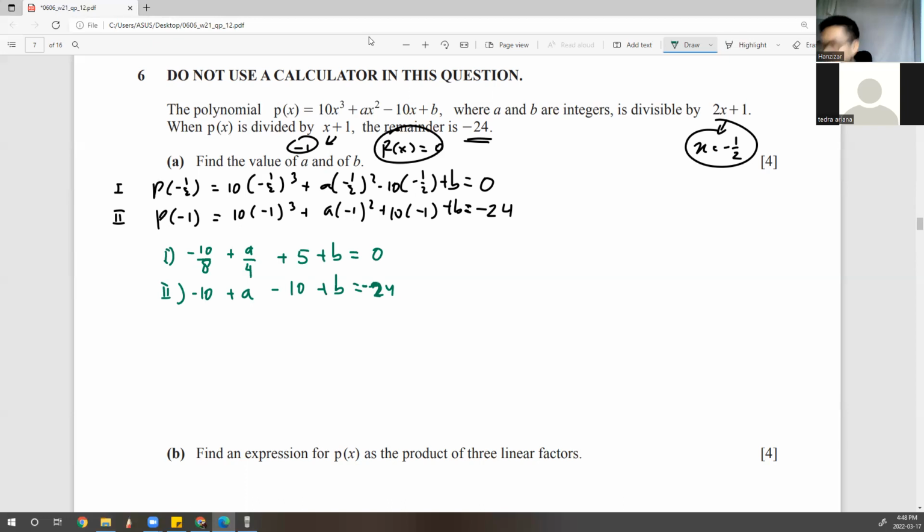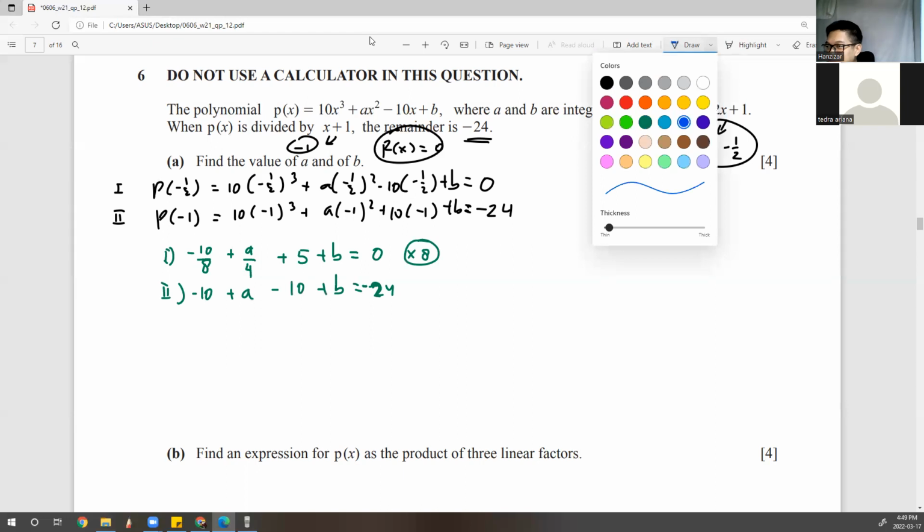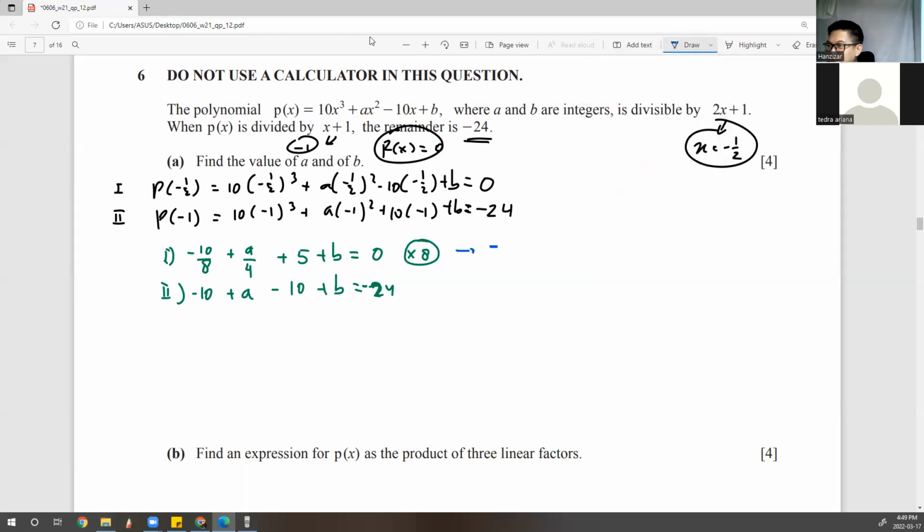Now we're going to eliminate the denominator. When we eliminate the denominator, it becomes negative 10 plus 2a plus 40 plus 8b equals 0. And this one, negative 10 minus 10 minus 20, right? So just make it simple: minus 20 plus a plus b equals negative 24. And simplify one more time.